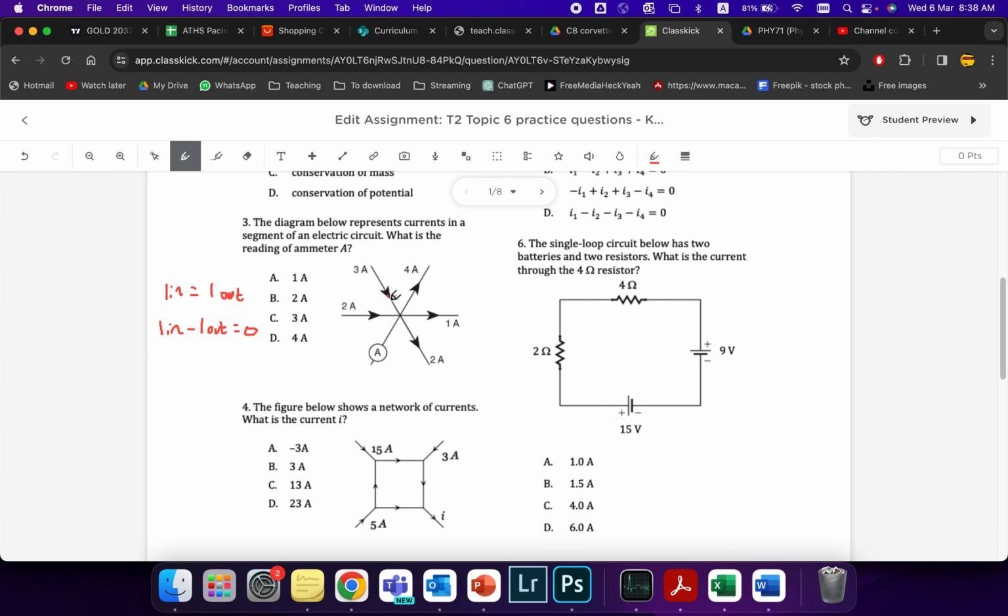So what's coming in? We have 3 coming in, we have 2 coming in. I have 3 plus 2, and what's coming out? We have 4 coming out, 1 coming out, and 2 coming out. Minus 4, minus 2, minus 1, and also A, so I'll just call that X. If it's not plus, it'll come up as a negative, right? X equals 0. You can do shift solve, and by doing that, you will get the answer of 2.